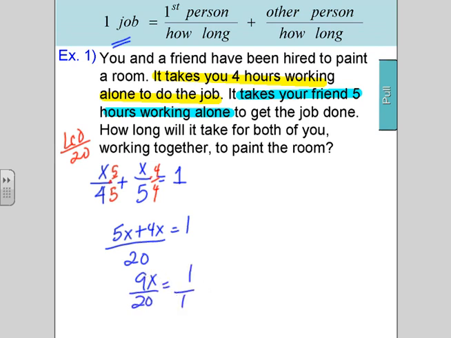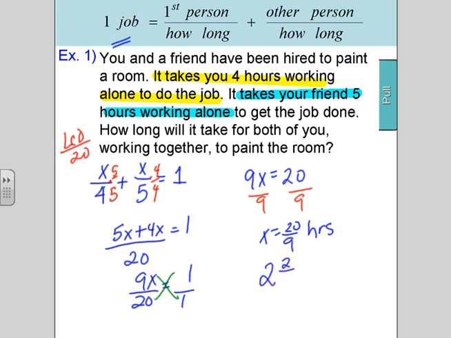Now, I have a proportion, so I solve proportions by cross multiplying. Doing that, I end up with 9x equals 20, and then dividing both sides by 9, I get x equals 20 over 9. Now, that doesn't look really good if I was trying to explain to somebody I'm doing 20 over 9 hours. So we need to fix it from an improper fraction to a mixed number. 9 goes into 20 2 times, with a remainder of 2. So 2 2/9 hours. As far as I'm concerned, it is acceptable to say 2 2/9 hours.